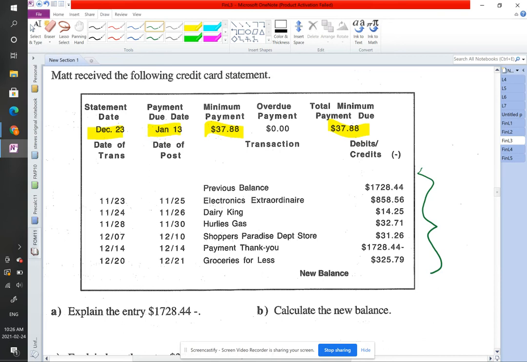So he came into this statement with a previous balance of $1,728.44. Then he bought something at Electronics Extraordinaire for $850 something. Then he went to Dairy King and got himself a burger and a Blizzard. And then he got gas for his car. Then he went to Shoppers. Then he made a payment, which is good. And you can see that it actually shows up. They have debits and credits as negative. So that negative right here means that he made the payment of that much. And then he went and got groceries.